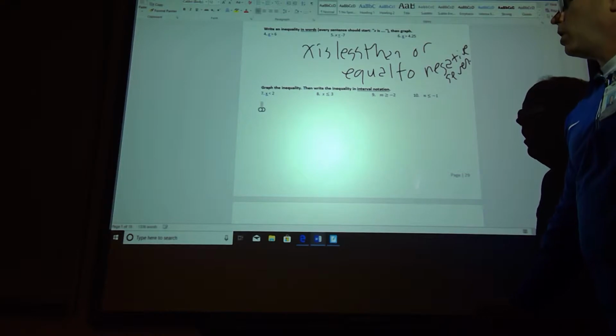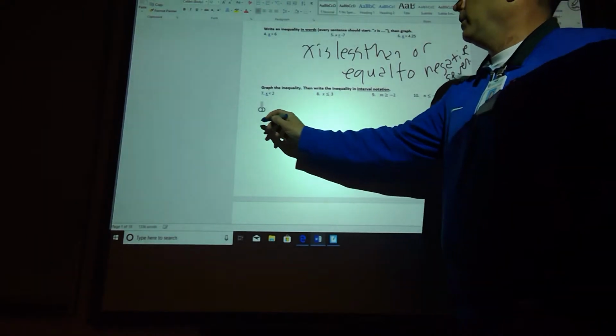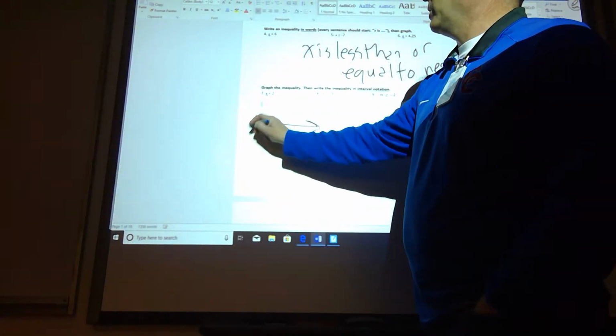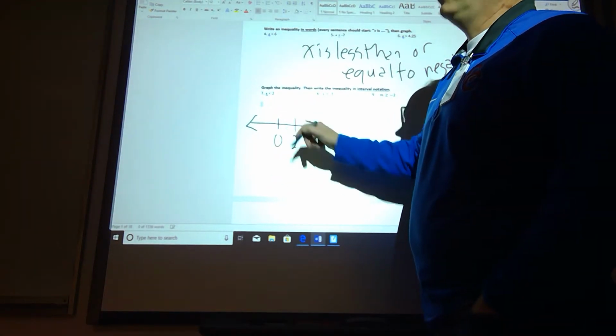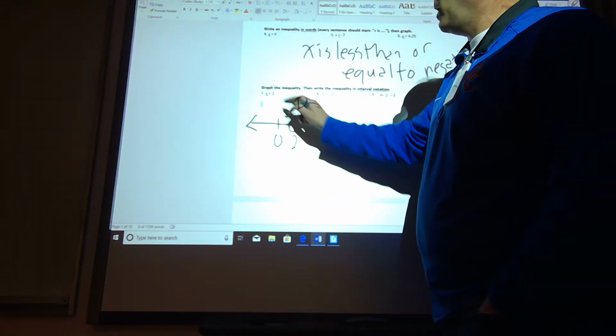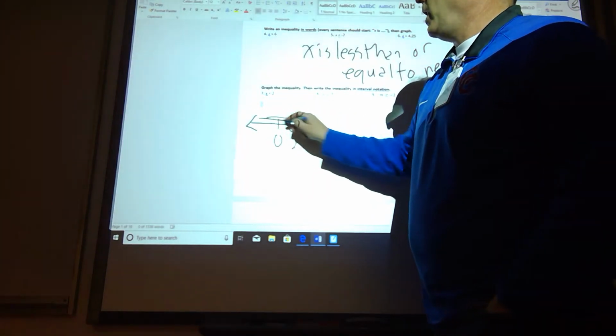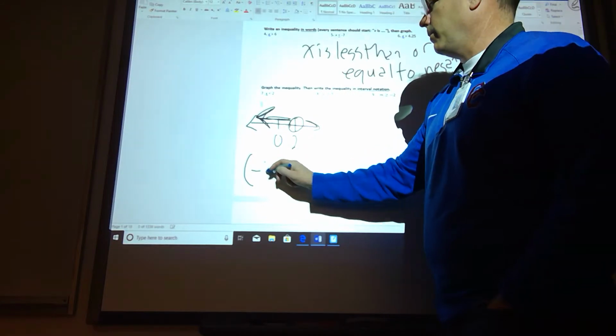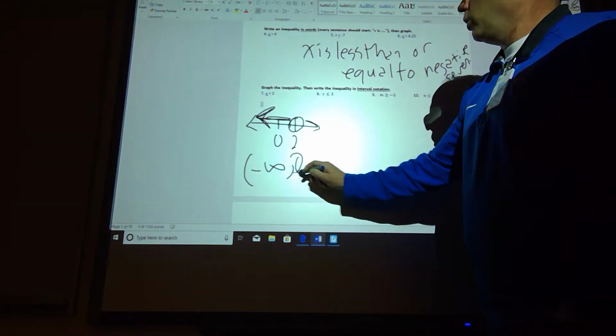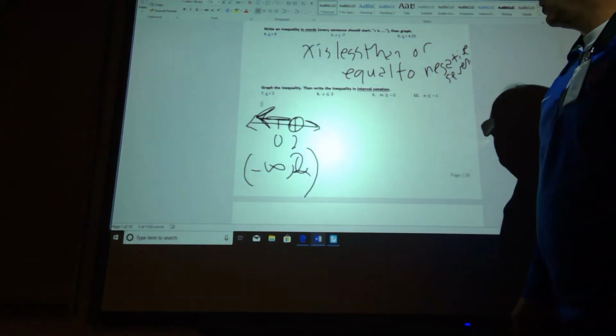Number 7, graph the inequality and then write it in interval notation. So problem number 7, drawing our number line, we have a 0 here, we have 2 here, there's obviously a 1 in the middle. This one's an open dot because it's only less than, and we're shading to the left. Interval notation, reading it left to right, I'm going to go from negative infinity to 2, rounded brackets.